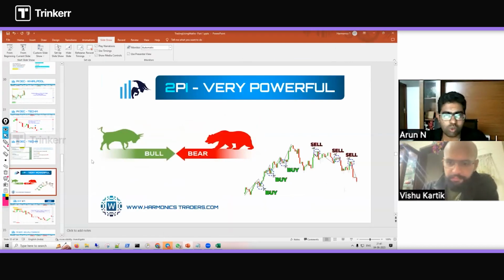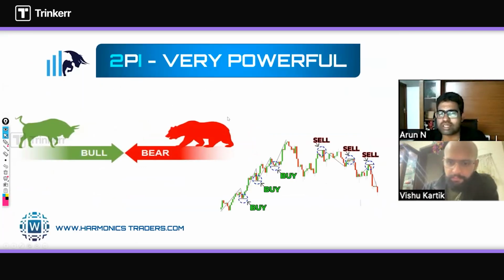Okay, so why is this 2 pi very powerful? Because the probability of 2 pi occurring is less. Like I said, of the Nifty 50 stocks, at least 50% of the stocks will be giving the pi first resistance and support entry in a month. But only 30% will be giving the 2 pi entry. So here the entries are fewer and thereby the success rate is more.